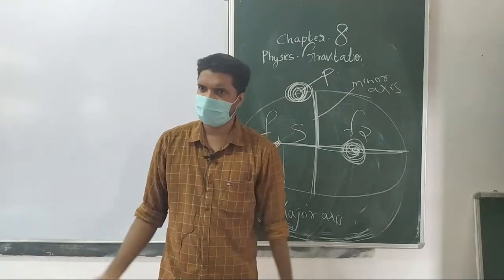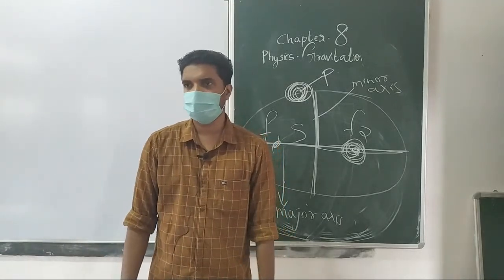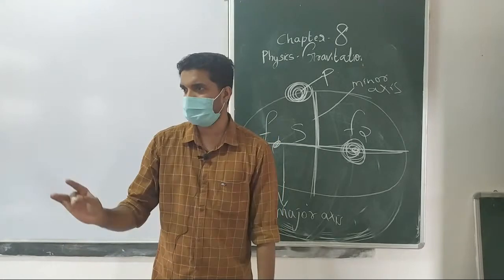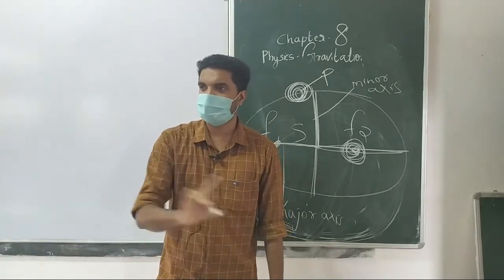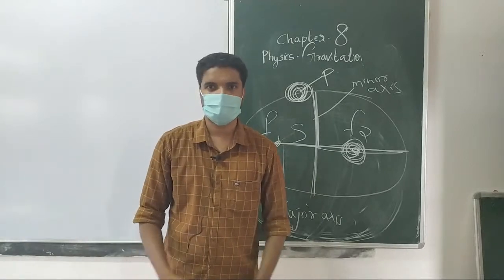There are 3 laws, just statements only. The 3 laws you have to learn by heart. The first law, I guess you know it very well now. Every planet revolves around the sun in an elliptical orbit with the sun at one of its foci. Understood? Okay, that's all for the class.